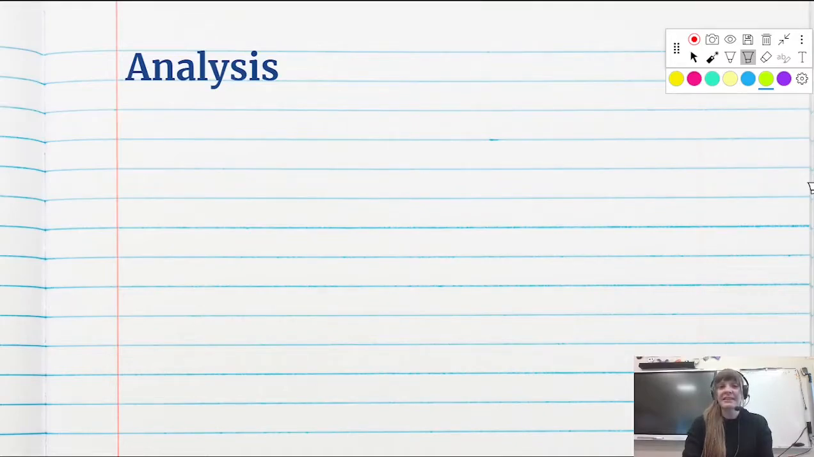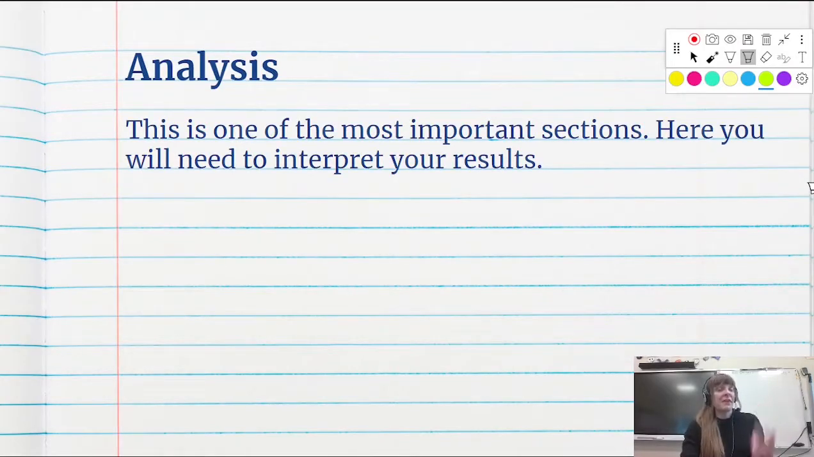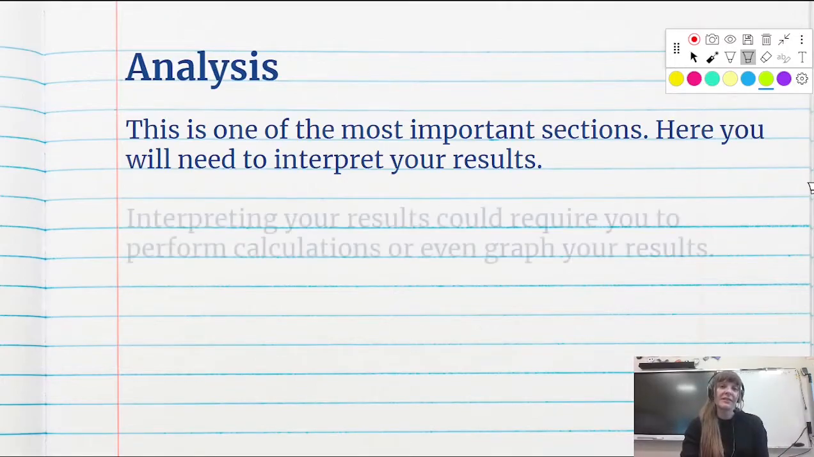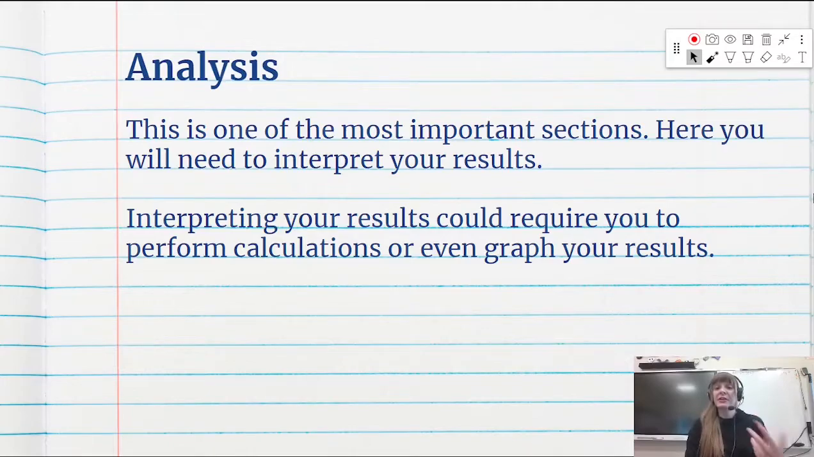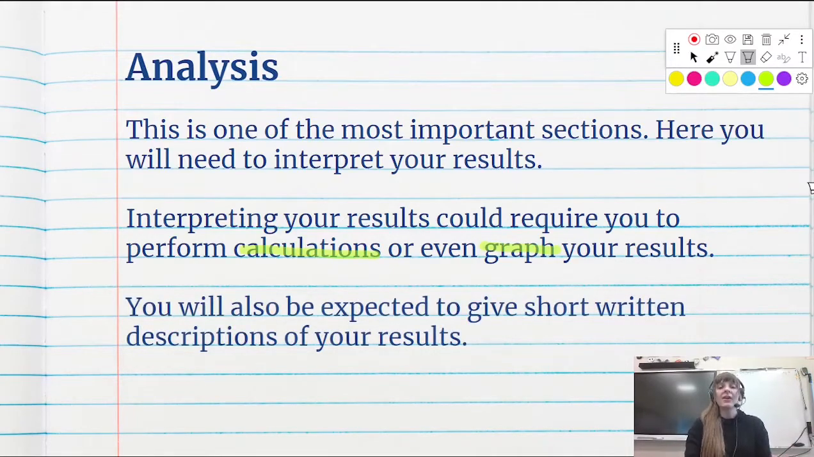Next up is the analysis. This is the part that is supposed to be the bulk of the lab report, or not even necessarily the bulk, but it's supposed to be the most thorough part of the lab report. So it is a very important section because this is where you are going to be interpreting your results. Interpreting your results could require you to perform calculations or even make a graph to show any kind of relationship between your data sets. You will also be expected to give a short written description of your results.